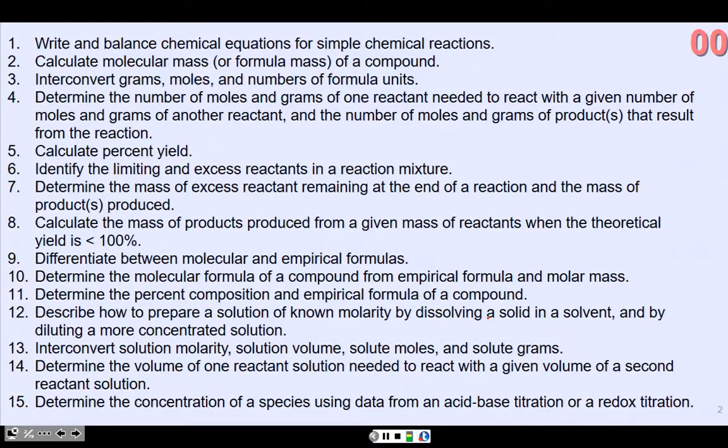Okay, for a continued discussion about ways we calculate and determine the numbers of moles and grams of one reactant needed to react with a given number of moles and grams of another reactant, we call this stoichiometry. Or we can do this for reactants and products, either one, that result from a particular reaction.